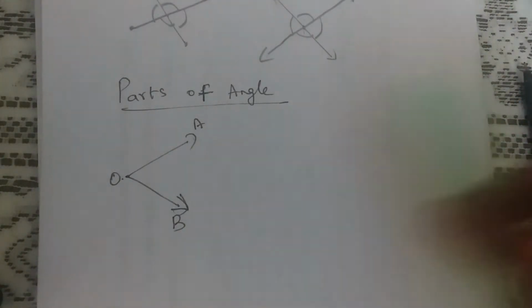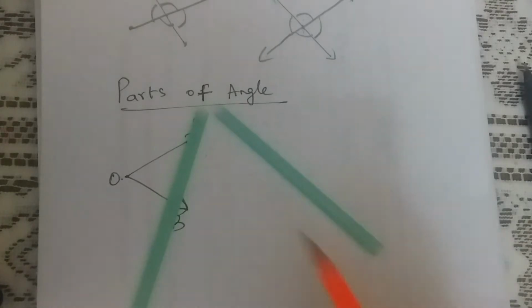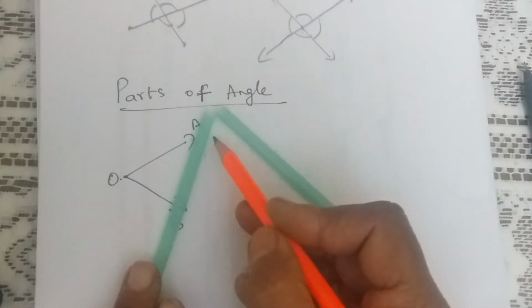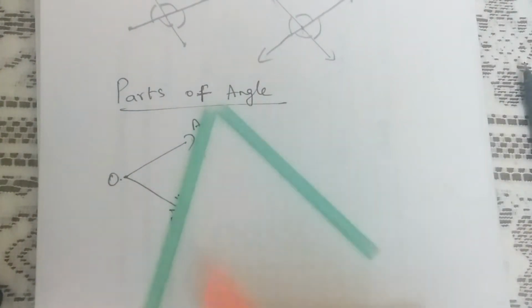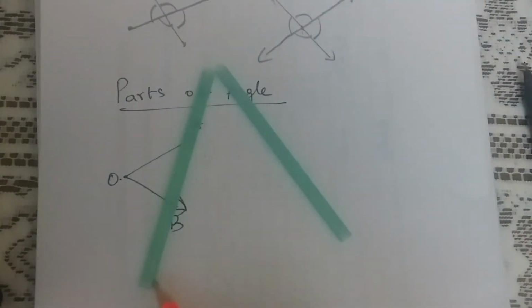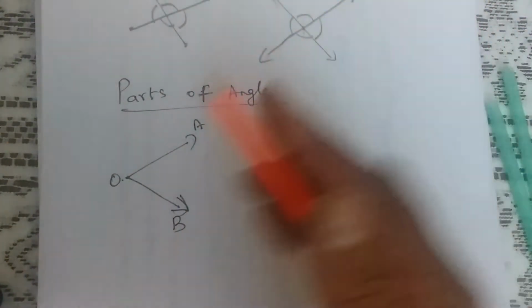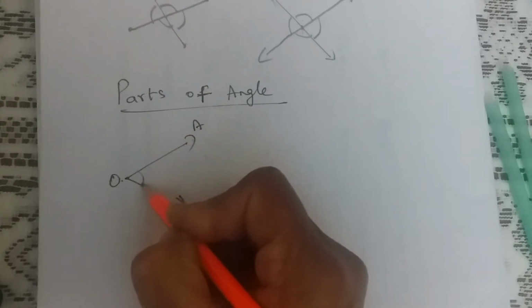Suppose here we have 2 line segments. They meet like this. Where is an angle formed? Here, where the 2 line segments meet each other, there only the angle is formed. Is there an angle formed here at this corner? No. Where is it formed? Where the 2 line segments meet. So where the 2 line segments are meeting, there only an angle is formed.